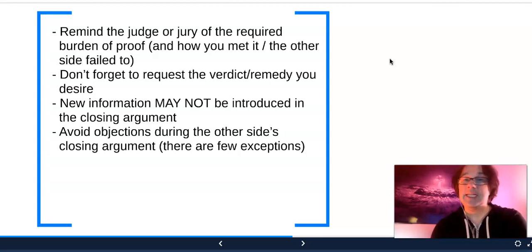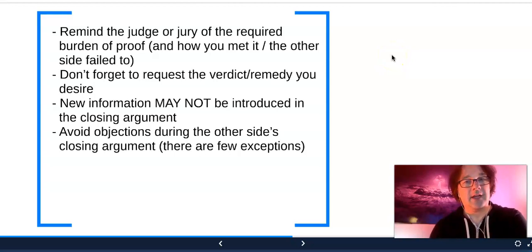New information cannot be introduced in the closing argument or the closing statement. This is just a summary. This is the conclusion of the trial. So this is not the time to present any new evidence or call any new witnesses, or to even talk about anything that wasn't already mentioned throughout the trial.